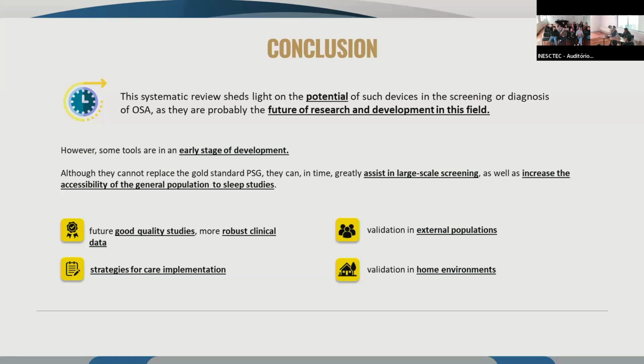So as a conclusion, we need more good quality studies and more robust clinical data. We all know we have a lot of missing information in the diaries of the patients, so we also need more clinical data. We also need strategies to use this as a large screening tool, and again, validation in external populations and also in home environments. So the idea with this systematic review is that we excluded the ones that were not comparing to the gold standard.